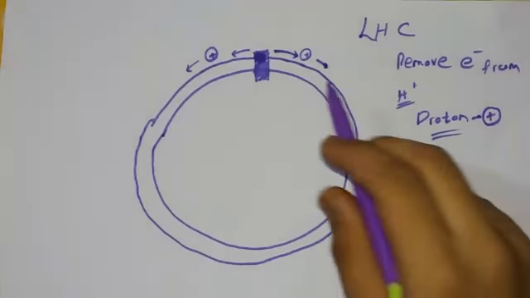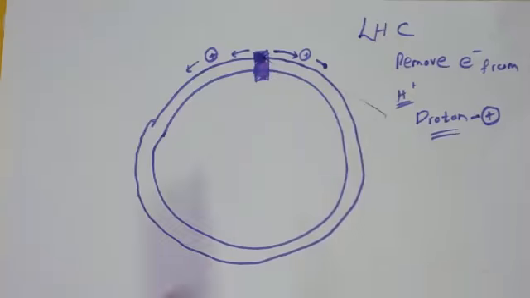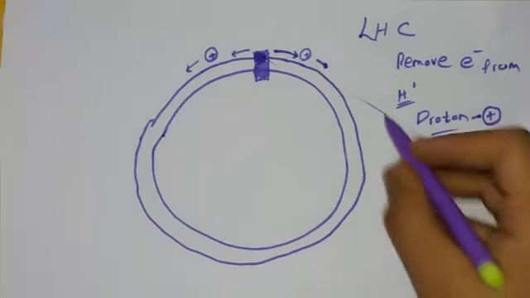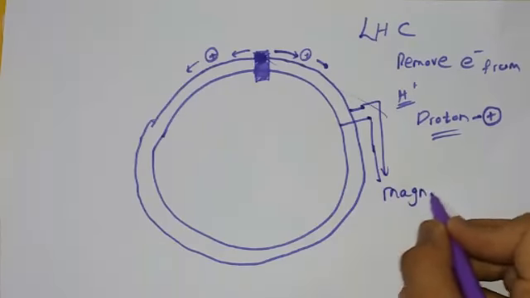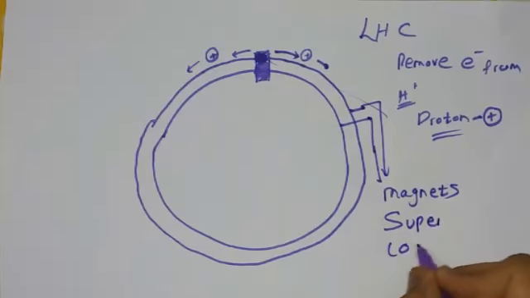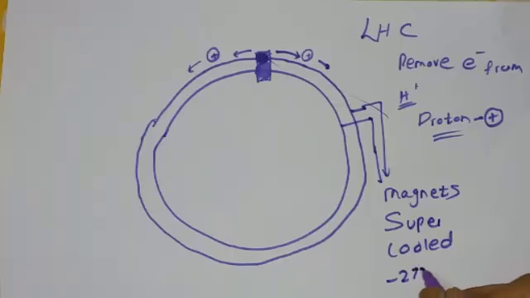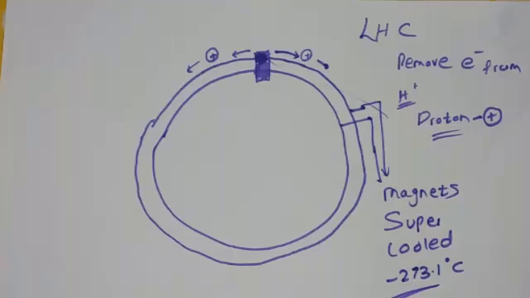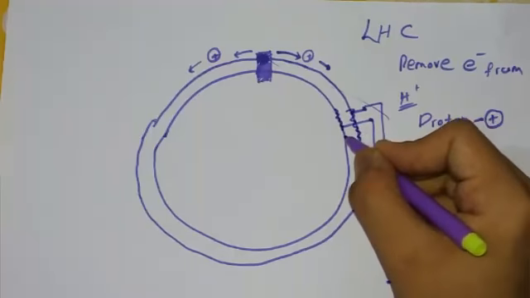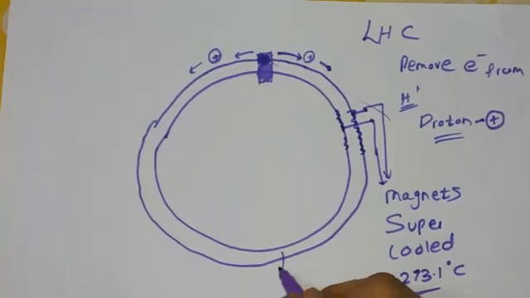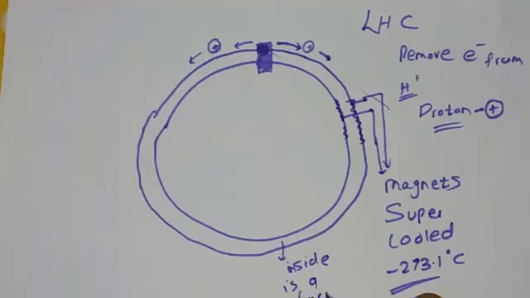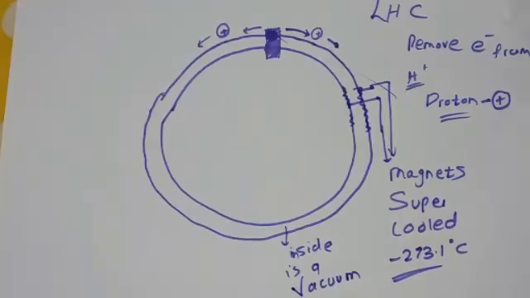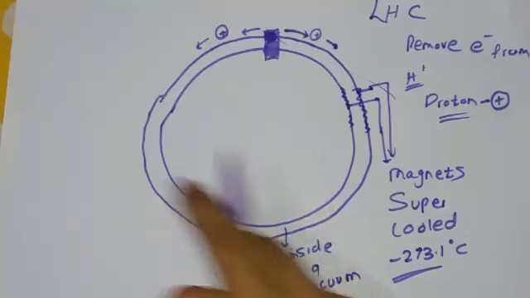So you must be thinking, what keeps the proton moving in a circular path rather than a straight path? What keeps the protons moving in the circular path is these magnets. We have in the corners some magnets, or electromagnets, which are super cooled, at minus 273.1 degrees Celsius, absolute zero, that is 0 Kelvin. This and this surface are made of super cooled magnets, and inside is vacuum.